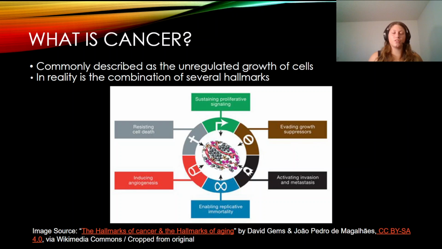Some of those factors that cancer cells tend to have are sustaining proliferative signaling, evading growth suppressors, activating invasion and metastasis, enabling replicative immortality, inducing angiogenesis, and resisting cell death. Now, don't click away from the video just yet. I know those terms can be kind of intimidating and confusing, but that's what this video is all about, trying to explain in simple terms what all of those things are.